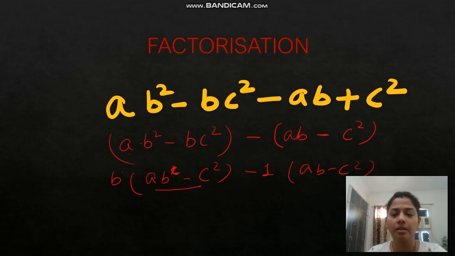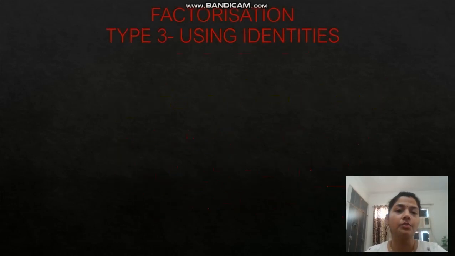So we can see here what? This common term is just like type 1 factorization. So AB minus C square we have taken common. So this will become B minus 1. So this will be your answer. Okay. Now the type 3 factorization is by using identities.